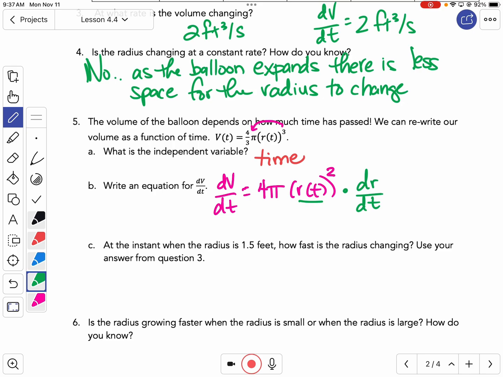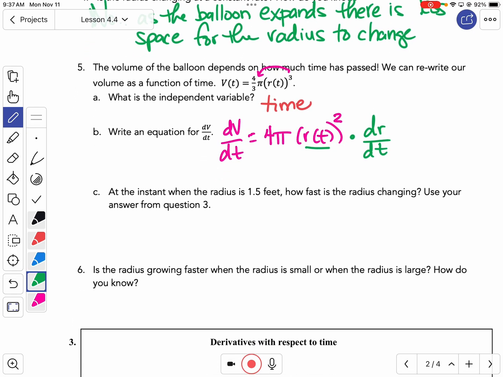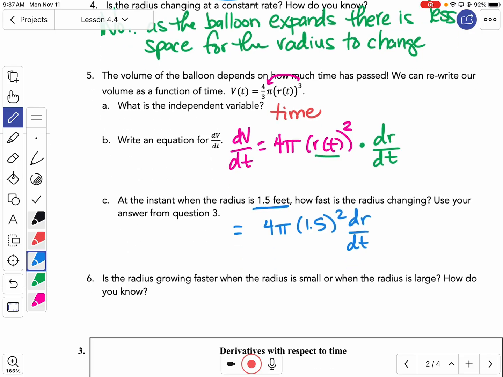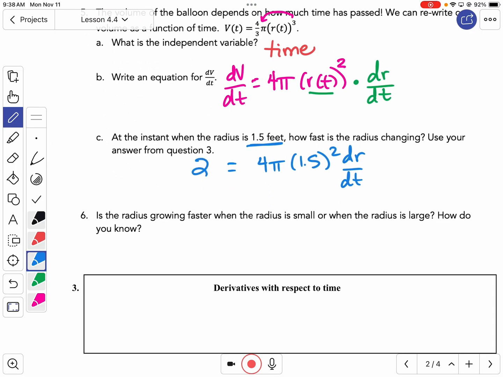All right, so then it says, at the instant when the radius is 1.5 feet, how fast is the radius changing? It's telling me I'm going to need my answer from question 3. Well, let's substitute. If the radius is 1.5, I have 4 pi times 1.5 squared dr/dt equals dV/dt. What was that up in question 3? How was my volume changing? 2. So that's what I'm going to put on that side. And then I'm going to solve that equation for dr/dt.